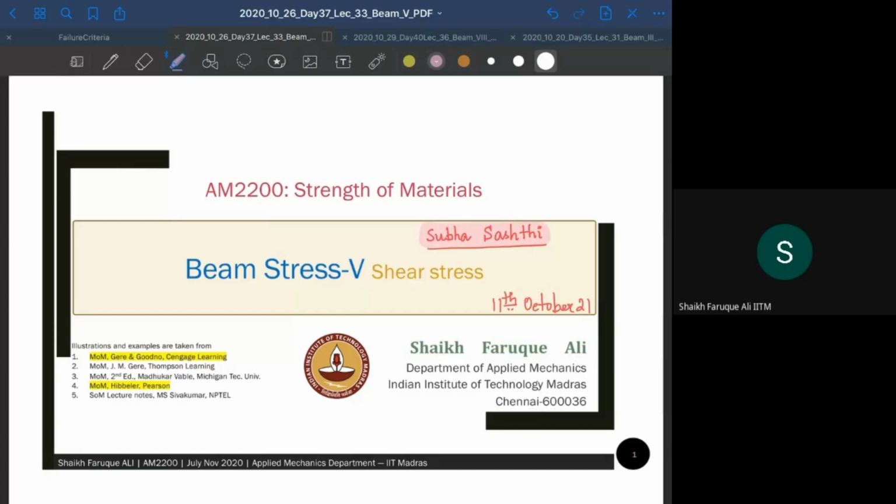Today is 11th of October and we are into shear stresses of beams. We have finished bending stresses in beams, but as we know, a structure transversely loaded will have both shear and bending stresses. So we have learned how to calculate bending stress, we have learned about the flexure formula or the bending formula. Today we are going to develop the shear stress formula.